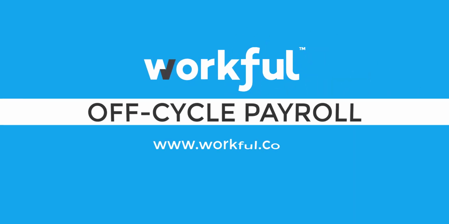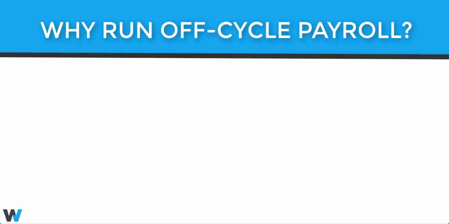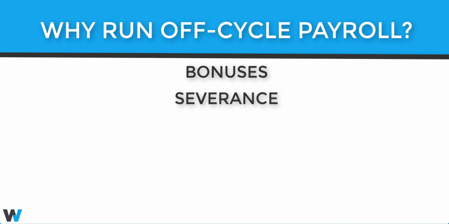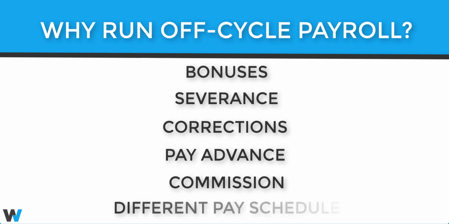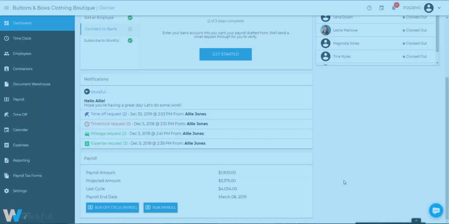In this tutorial, I'll walk you through running off-cycle payroll. You might choose to run off-cycle payroll because you're giving your employees a bonus, you have to pay a dismissed employee severance pay, you're correcting an error from a previous payroll run, an employee requested it in advance, or you're paying your sales staff commission. You will also run off-cycle payroll if any of your employees is on a different pay schedule.